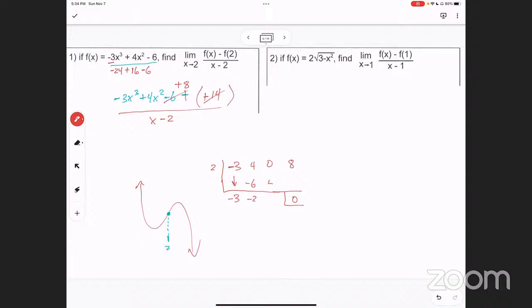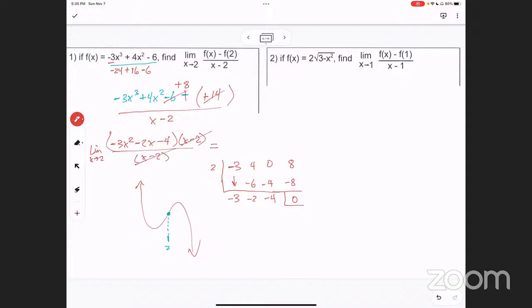I was looking at the blue. So this is -4, add down, multiply. Hey, perfect. So look at what I've got. So that means that this numerator actually factors into -3x squared minus 2x minus 4 times x minus 2, all over x minus 2. And now I can cancel the x minus 2's. You understand?